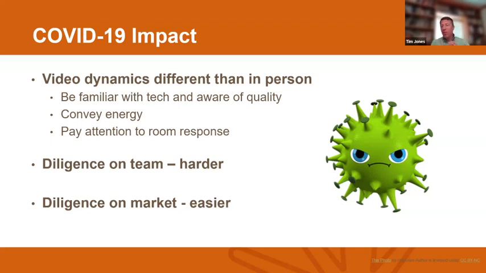Well, it wasn't necessarily COVID. It had to do with a lot of market dynamics and how those are changing. So really the purpose behind this slide is, yeah, COVID had a big impact on venture capital.